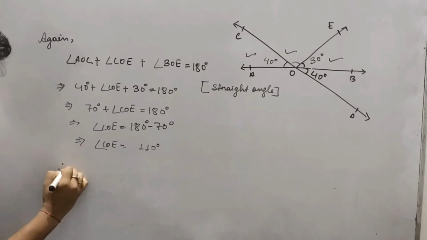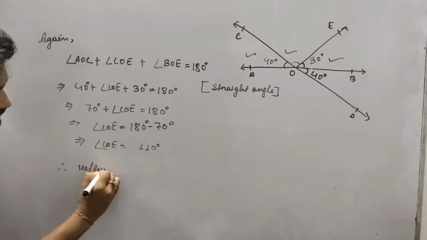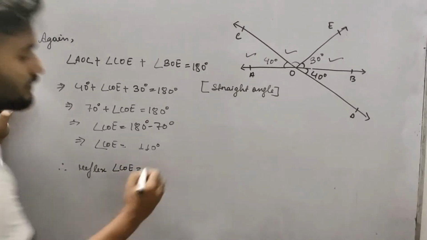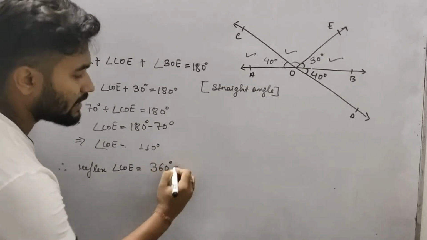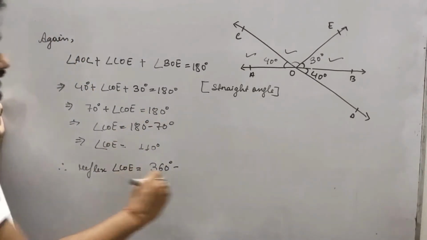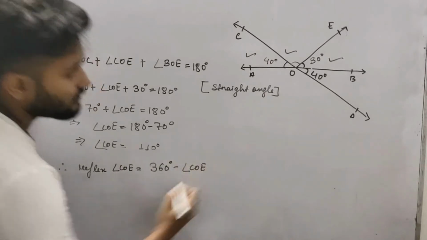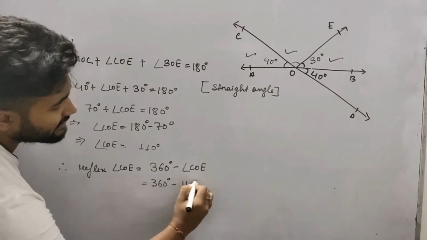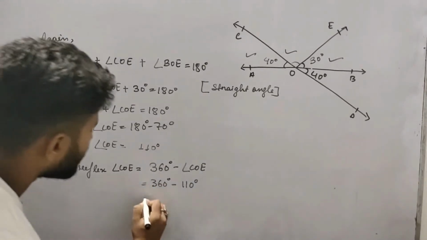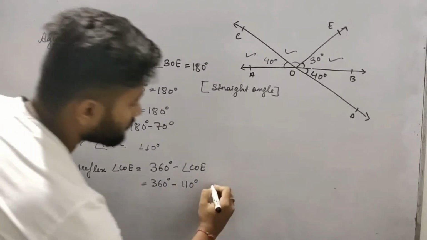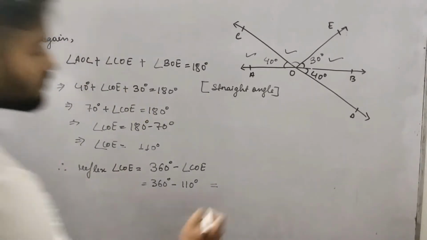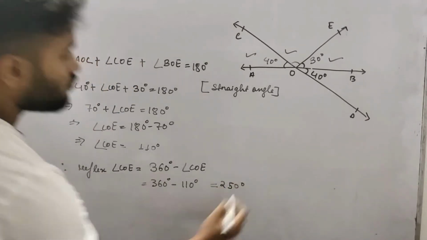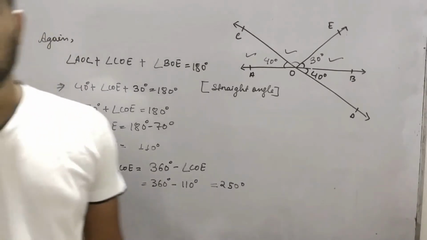So therefore, reflex angle COE will be what? What is the formula of reflex? 360 degree minus that particular angle. What is that particular angle? Angle COE. So it will become equal to 360 degree minus 110 degree. So this will be equal to 250 degrees. So this is your answer.